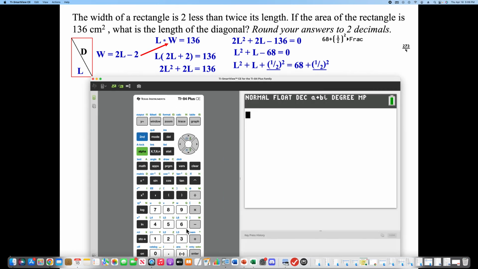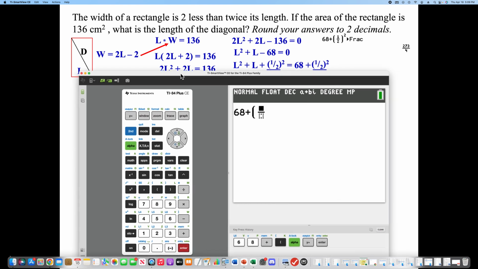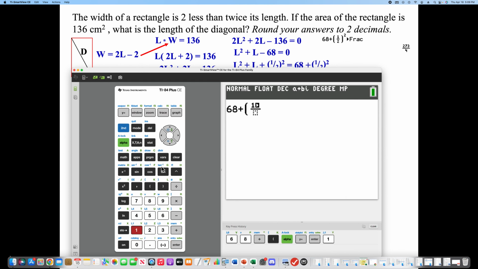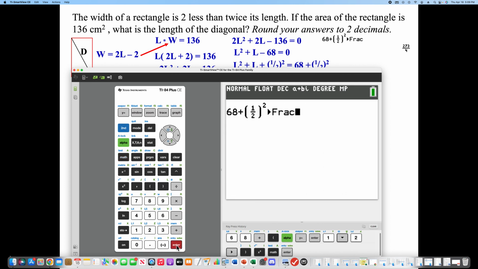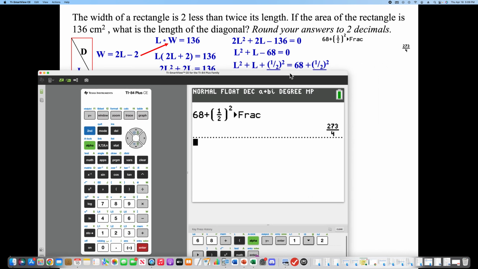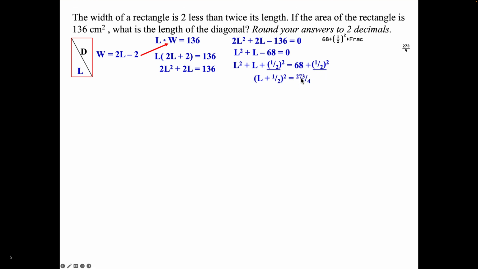In my calculator, 68 plus left parentheses, alpha y equals for the fraction. Move this up just a bit higher. 1, down arrow 2, get out of the fraction, close the parentheses, squared, then hit the math button and say you want to return my answer as a fraction. And there's the 273 over 4. So I'll bring the calculator back and forth here to show you the steps on how to enter it. Okay, so 273 over 4.